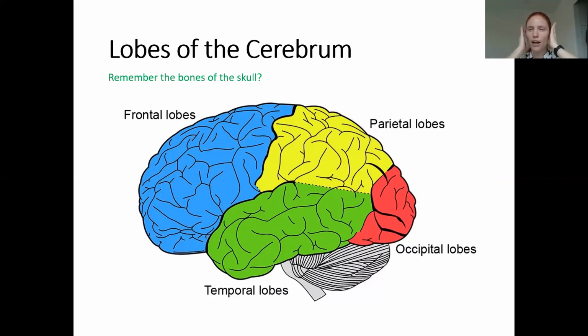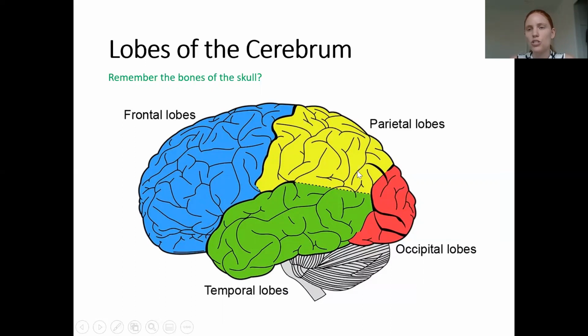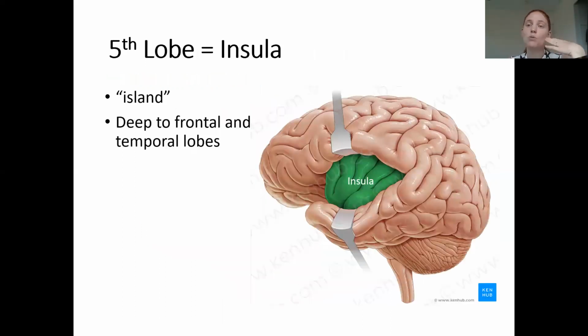And then this area right in here, kind of surrounding your ears, that would be the temporal lobes, like the temporal bone, the temporal lobes. And then the 5th one is called the insula, and it's called the insula because insula means island. It's right in between, or kind of deep to, the frontal and the temporal lobe. So if you were to pry them apart, it would be right in under there. Usually for models and pictures, you're not really going to see the insula because it would be deep to the frontal and the temporal lobes.